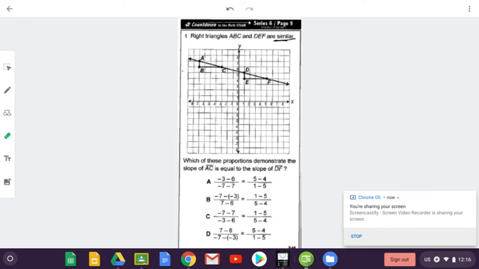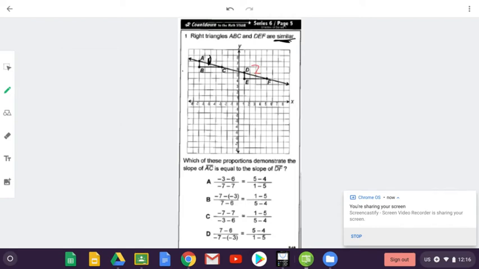Okay, so here, let's break this down by some vocabulary words first. The first thing that we want to make sure that we're looking at here is the word similar. Similar means I'm going to have two shapes that are the same shape but different sizes. So I got two triangles here. Let's call this triangle number 1, and let's call this guy triangle number 2.